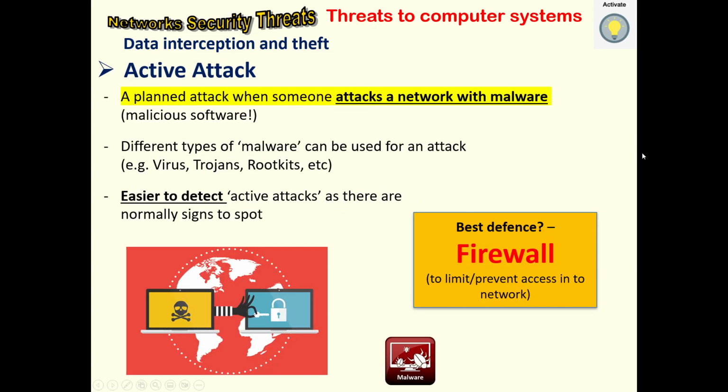The opposite of passive is active, where someone is actively attacking a network using malware, malicious software. They might be using things like viruses to try and get into a network actively. It's much easier to detect because there are normally signs to spot, such as the network slowing down or things accessing stuff they shouldn't. The best defense against an active attack is a firewall because it helps to stop malware getting into the network, stop hackers getting in or preventing access. Active attack: attacking a network using malware.